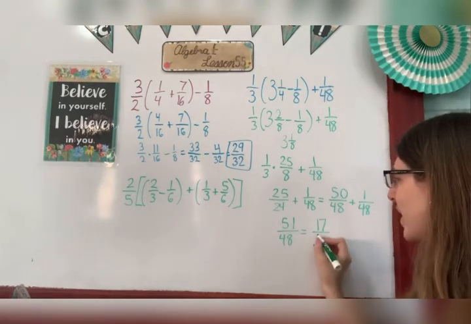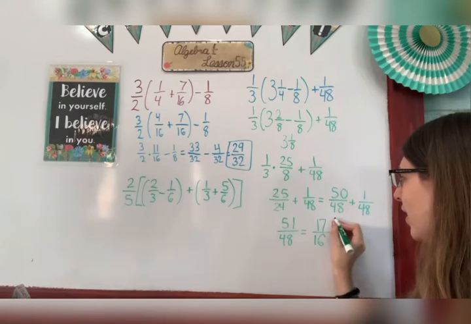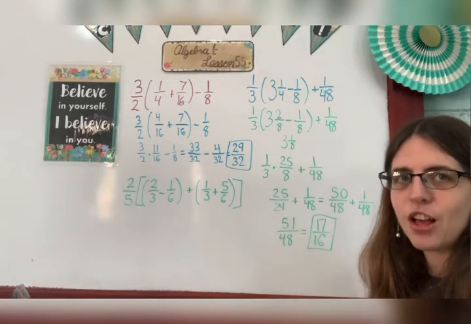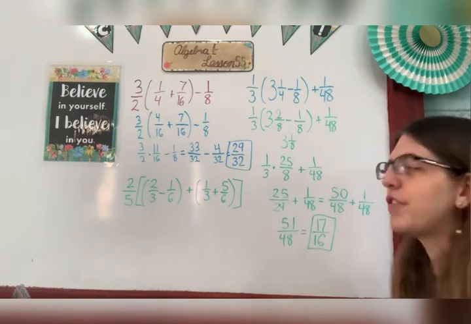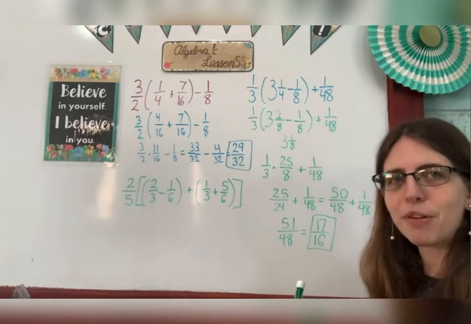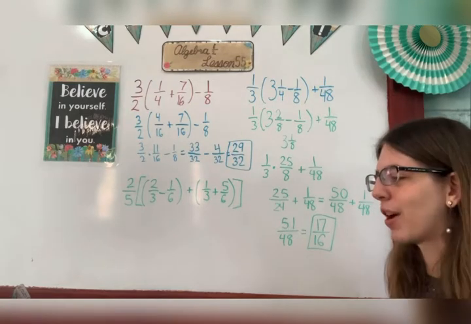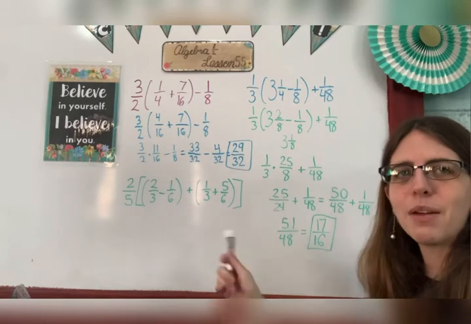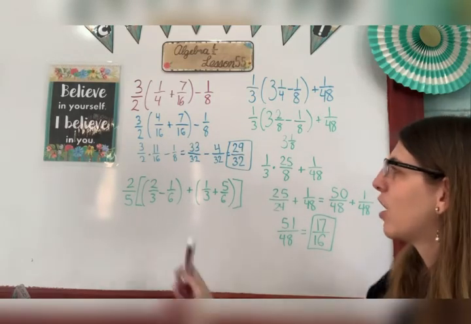48 divided by 3 is 16. So it reduces to 17/16. That is the correct answer, not 51/48. You have to make sure you reduce it. It's okay to leave it as an improper fraction. I don't mind that in algebra, but you do have to reduce it if it's possible. Okay, one more before your practice.